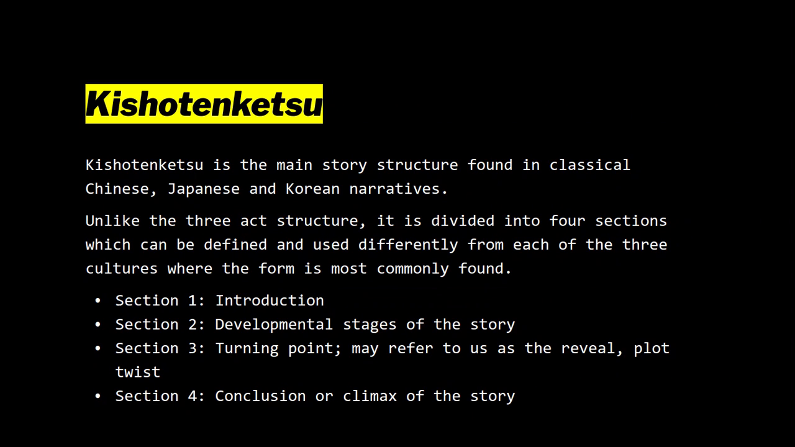Section one is the introduction, so introducing the story, which the three-act structure does, and section two is the developmental stage of the story, so how the story forms within itself. Section three is the turning point, basically, which is the reveal or the plot twist, and section four is the conclusion or the resolution or climax of the story.